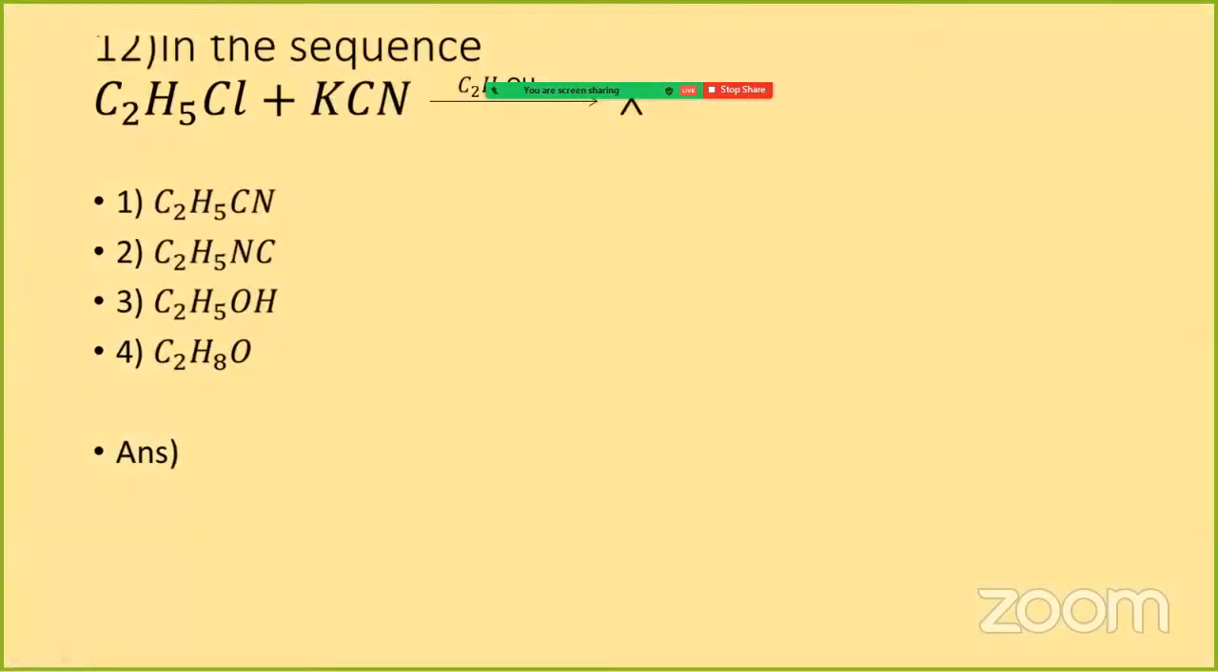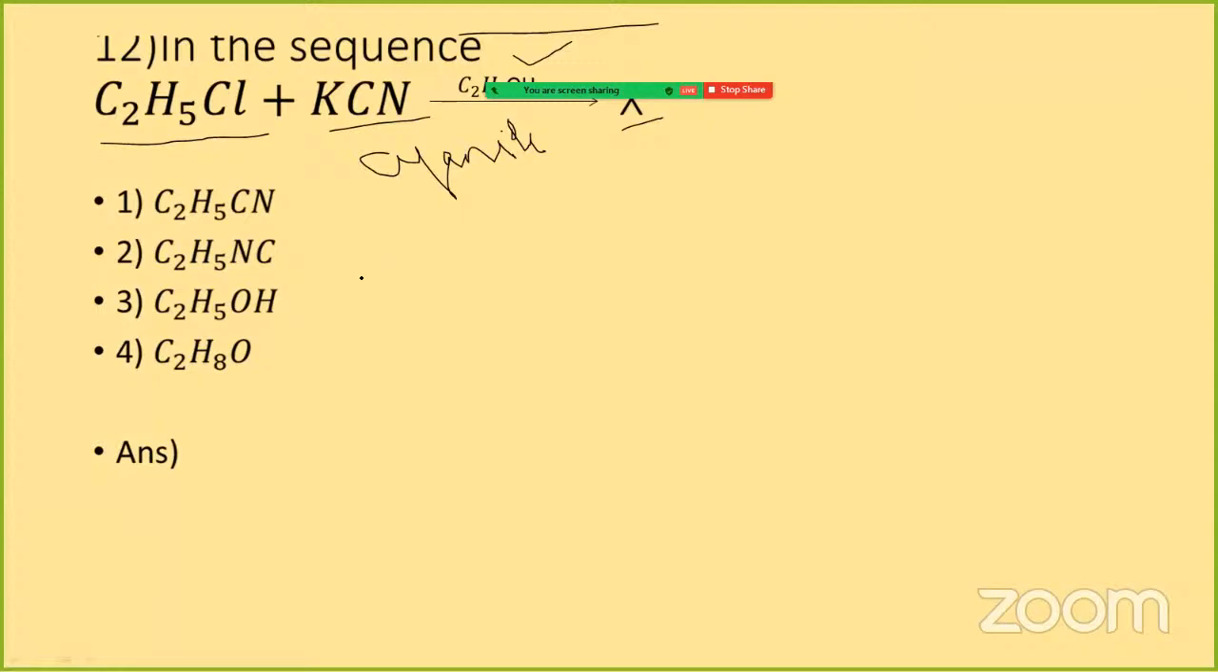Next question. In this following sequence, what is X? In this example, they gave you alkyl halide and KCN. When they react in the presence of alcohol, they give you compound X. Already I told you, whenever you have CN, it means the cyanide functional group. When alkyl halides are treated with cyanides, they'll give you alkyl cyanides. With KCN, it will give you alkyl cyanide. With AgCN, it will give you alkyl isocyanide.